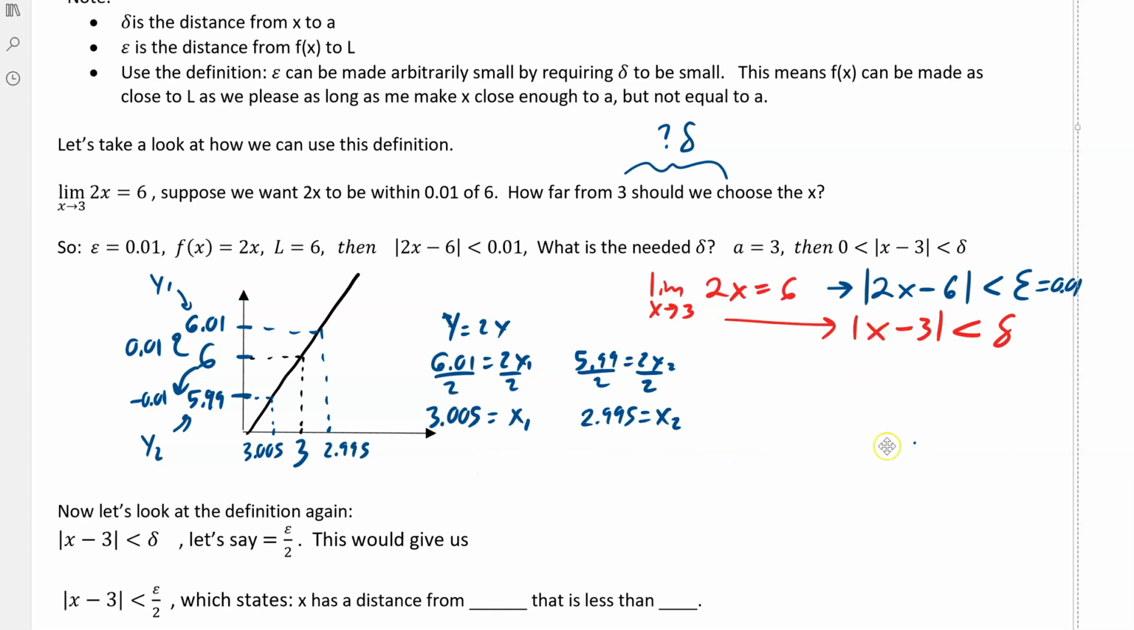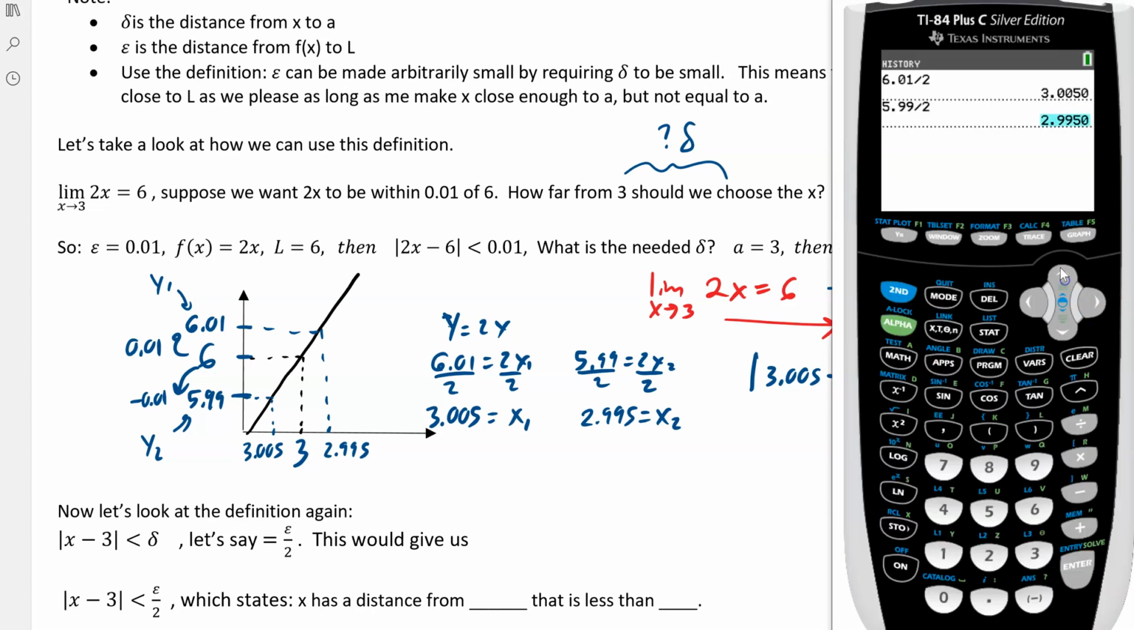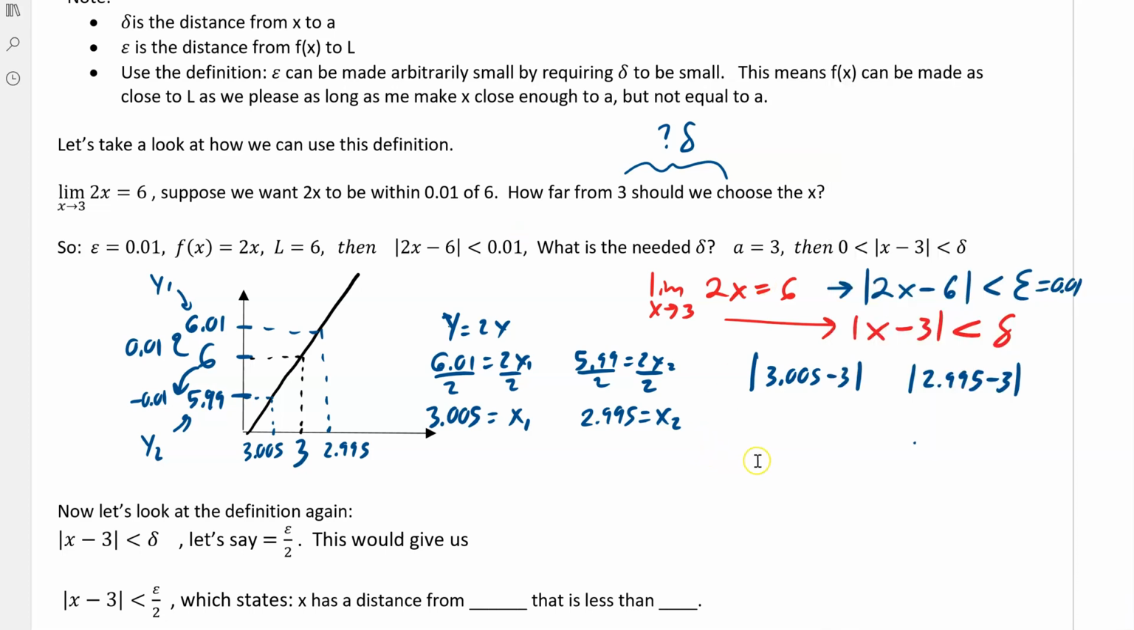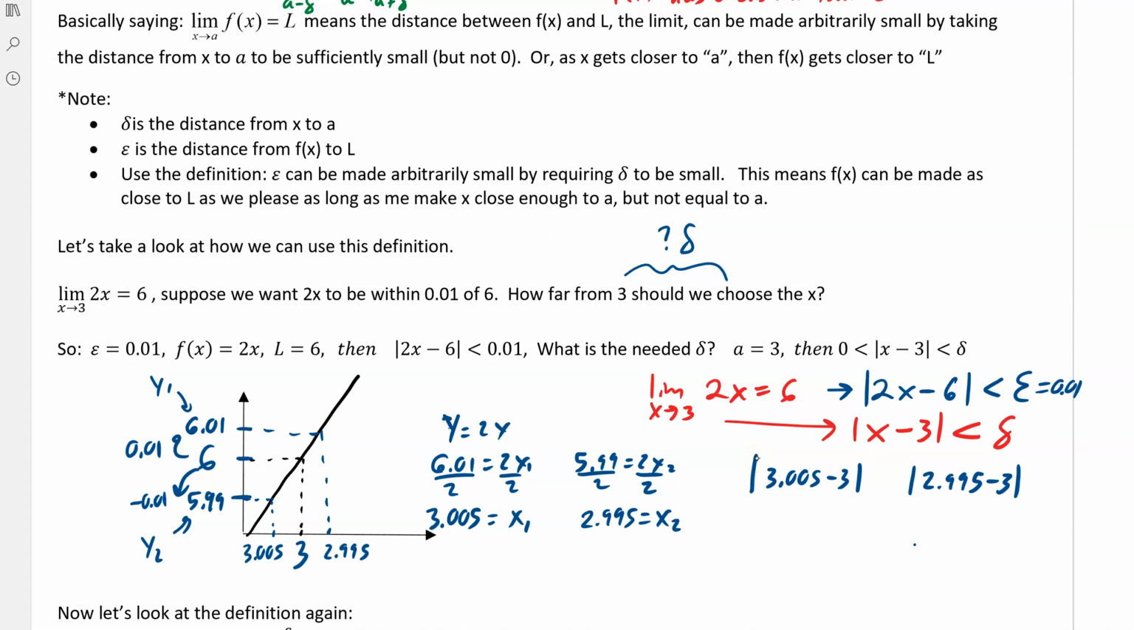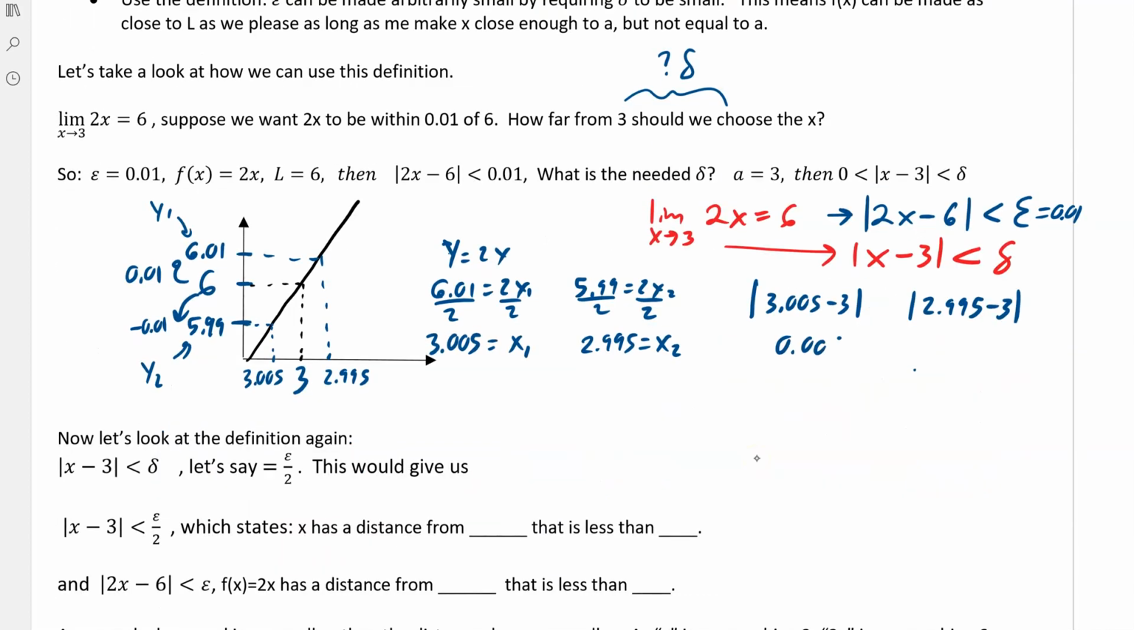So now if I plug them in over here into our absolute value, so we just plug in our x's, 3.005 minus 3, and I plug in 2.995 minus 3. Plug those in your calculator, so all I have to do is go back up, grab it, and subtract 3. We get 0.005. Same thing. We get 0.005. So 0.005, 0.005. That's your delta. So your delta here is 0.005.